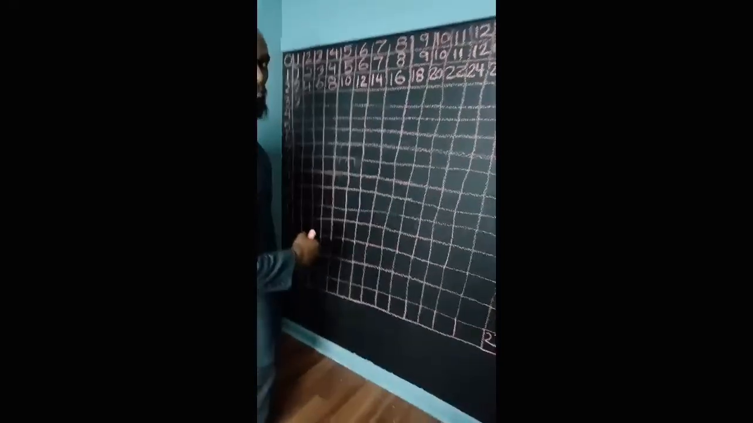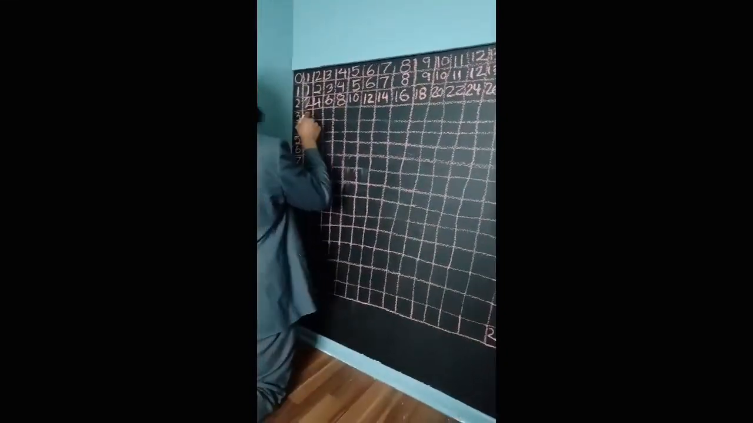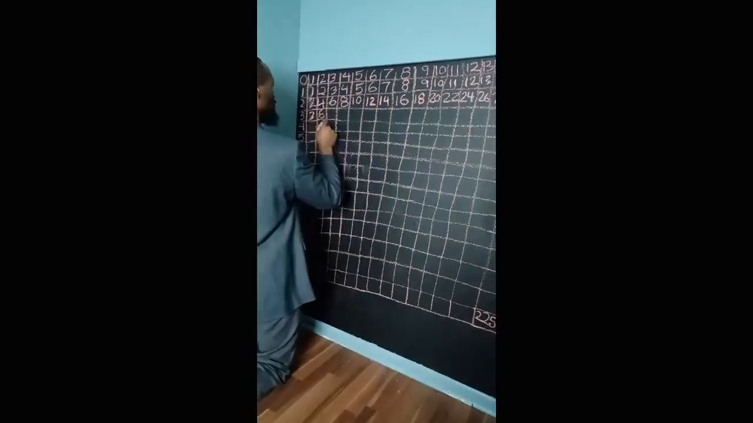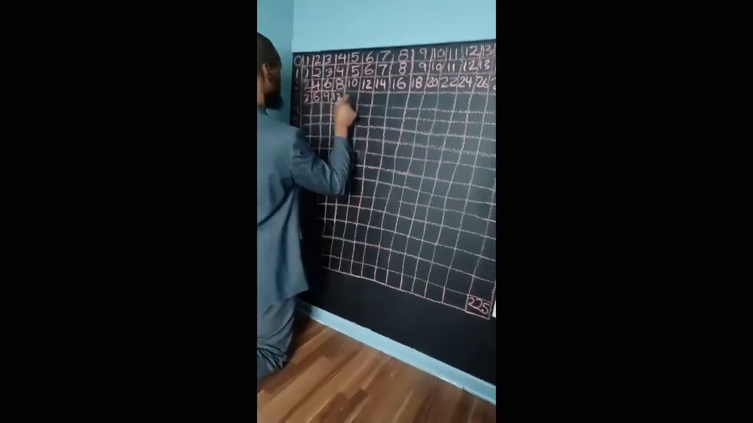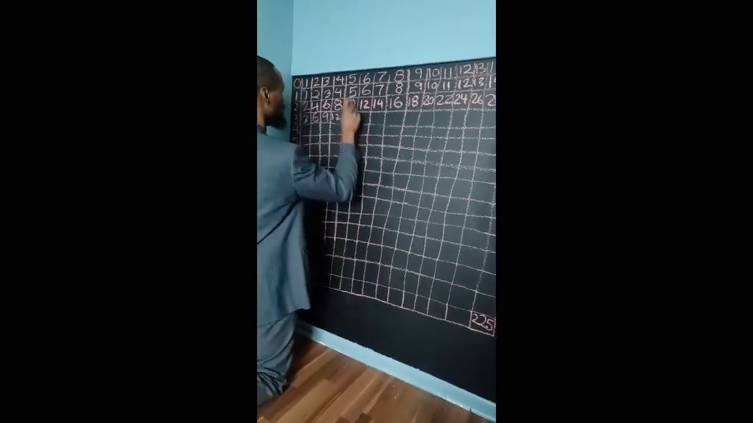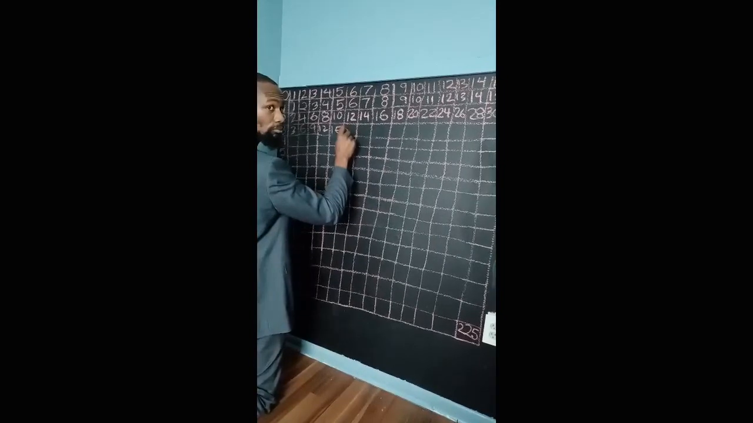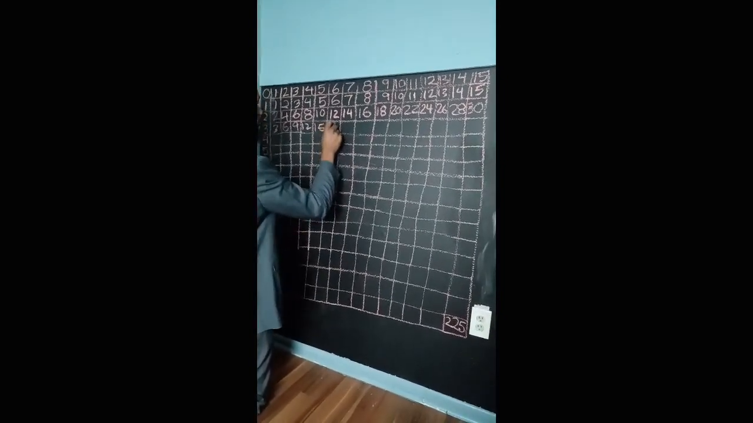Alright. So, we're doing this times table here. 2 times 3 equals 6. We jump right in. 3 times 3 equals 9. 4 times 3 equals 12. 5 times 3 equals 15. 6 times 3 equals 18. There we go.